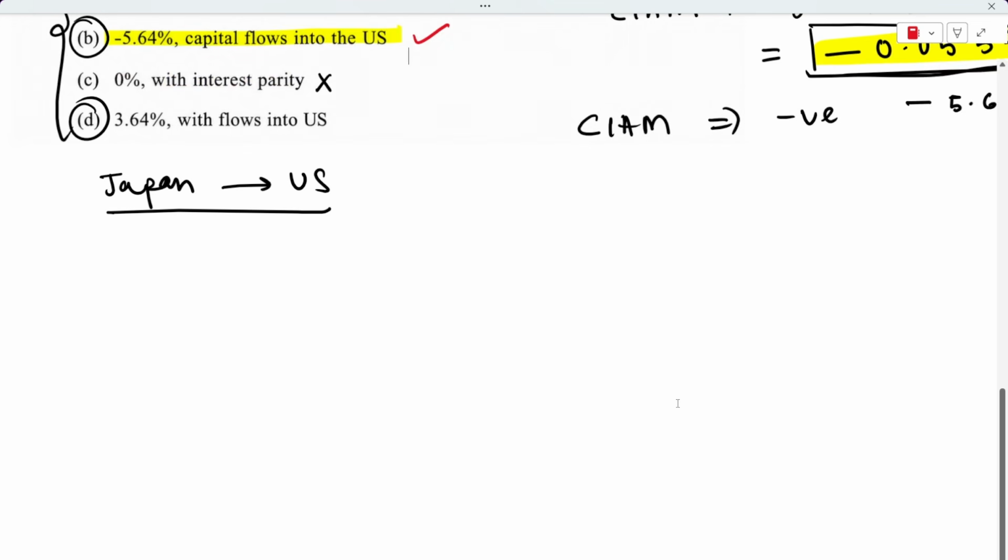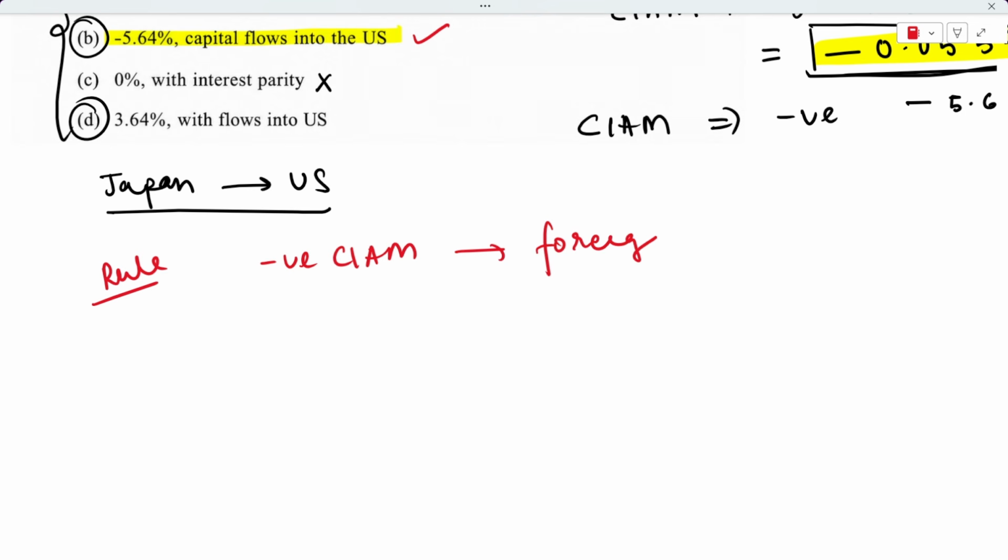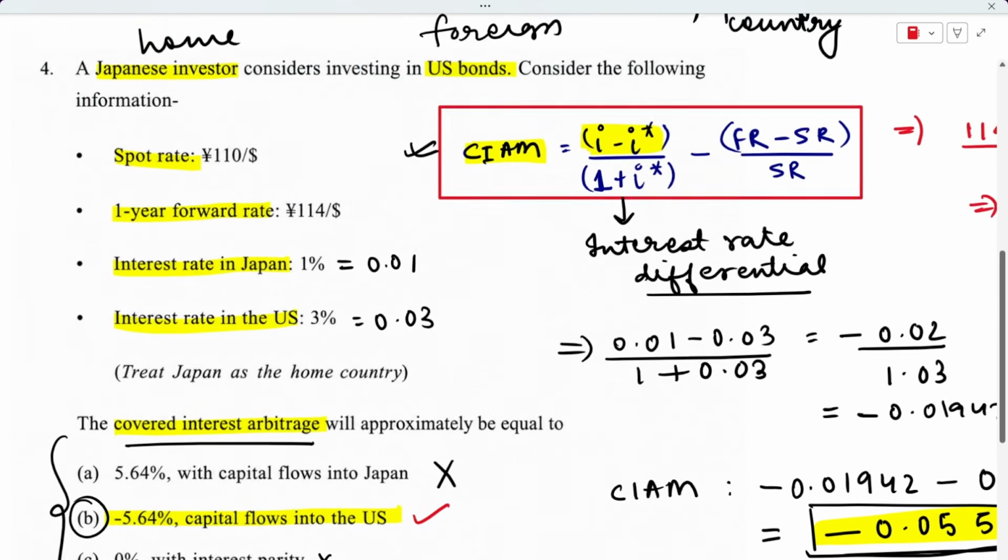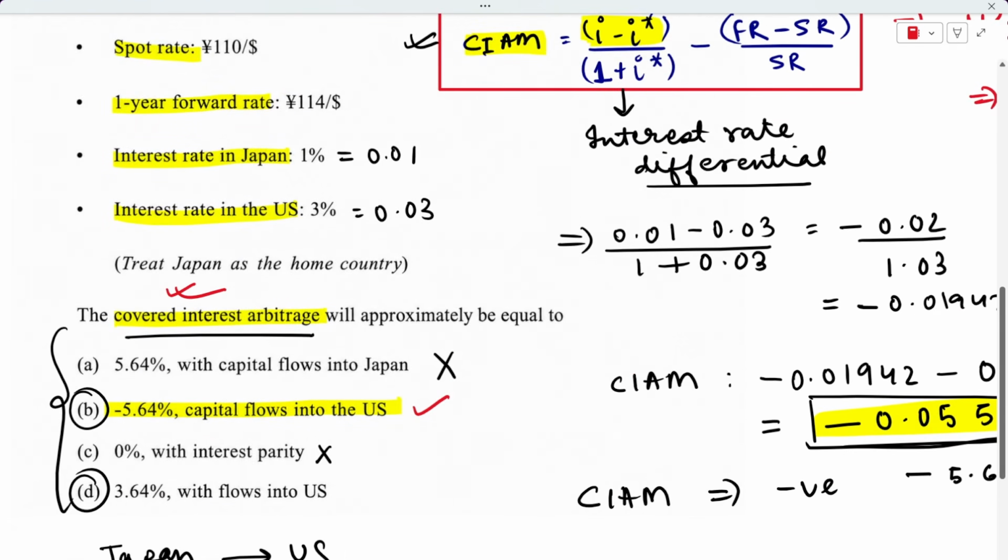So you all just need to remember a rule. Whenever you have a negative CIAM, this means that money will flow into the foreign country. And whenever you have a positive CIAM, this means that money will stay in the home country. Just remembering this rule is enough for you to solve any kind of numerical based on finding your covered interest arbitrage. Thank you.